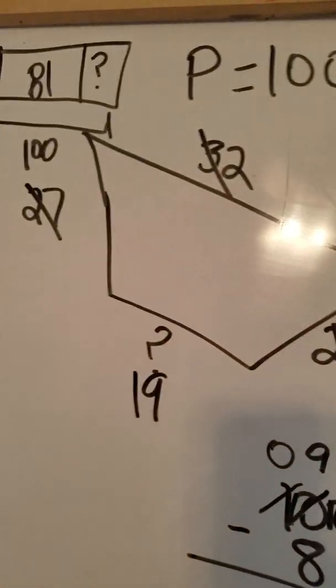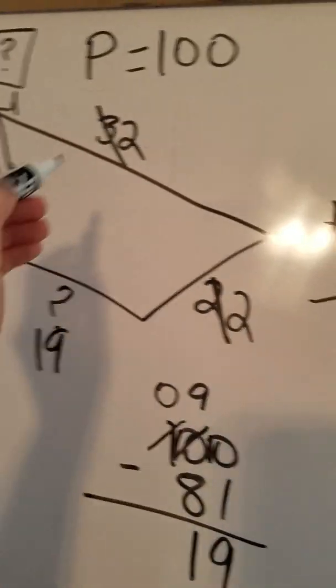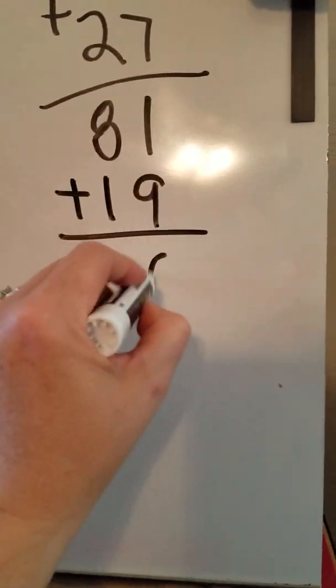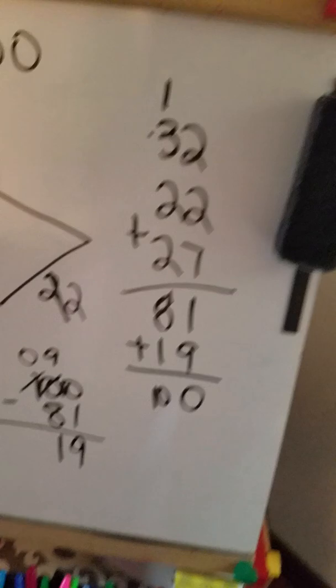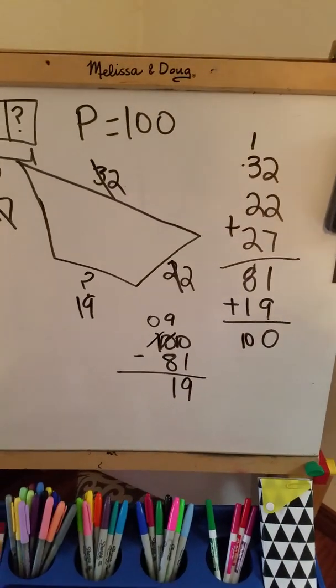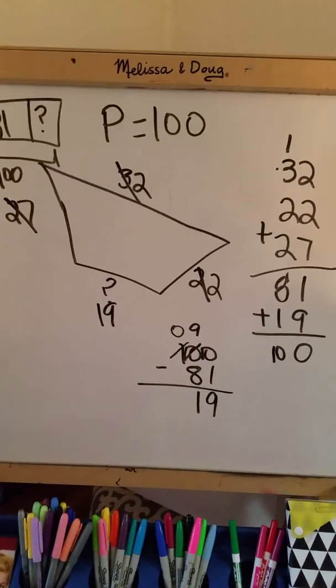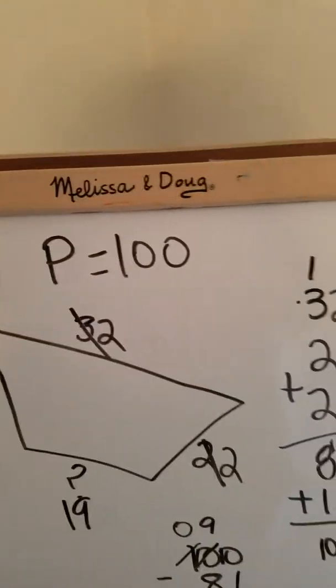And if we wanted to check to make sure that that worked, we've already added these three together right here. So let's add the 19, make sure we get 100, which we do. So you can always double check your work when you're working with addition and subtraction, or for that matter, multiplication and division. But for perimeter, you can always double check your work by making sure that all your sides add up to that perimeter that we're looking for.